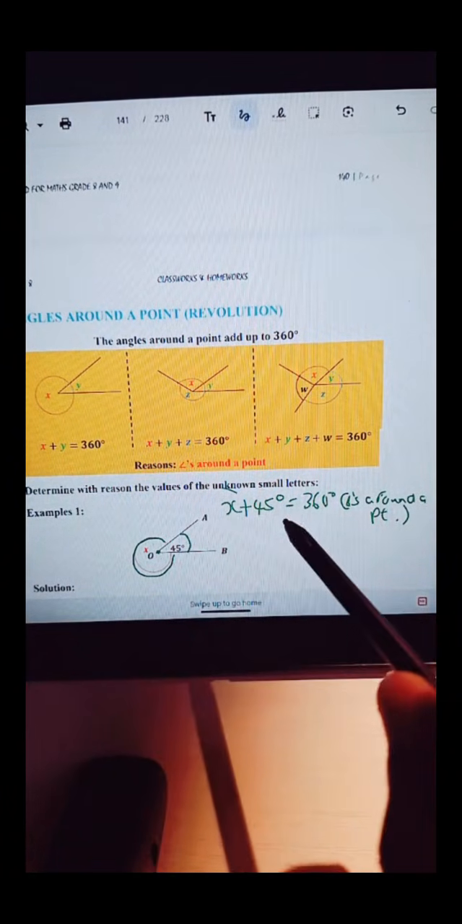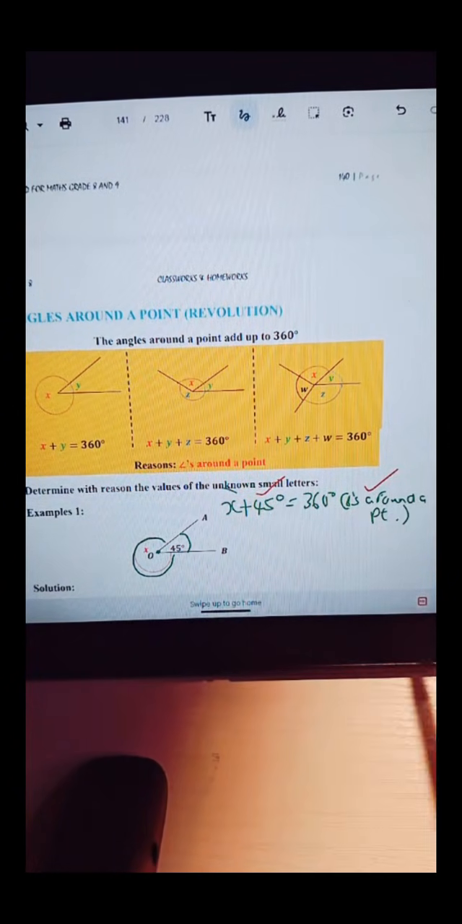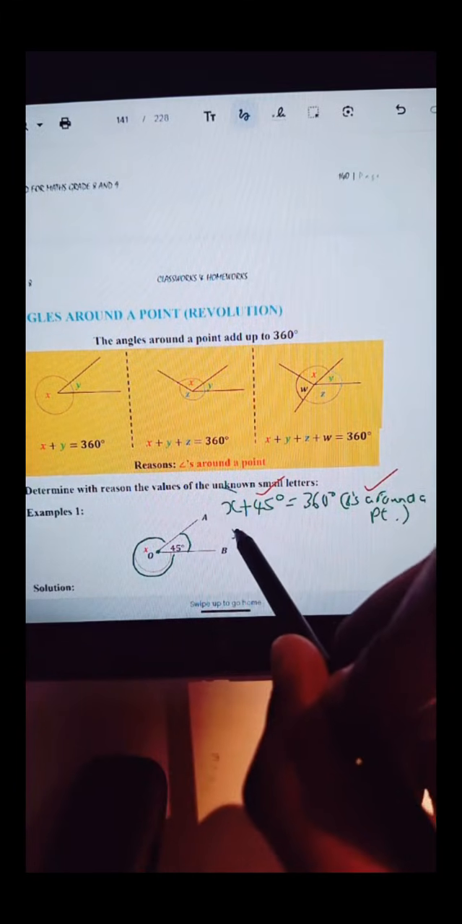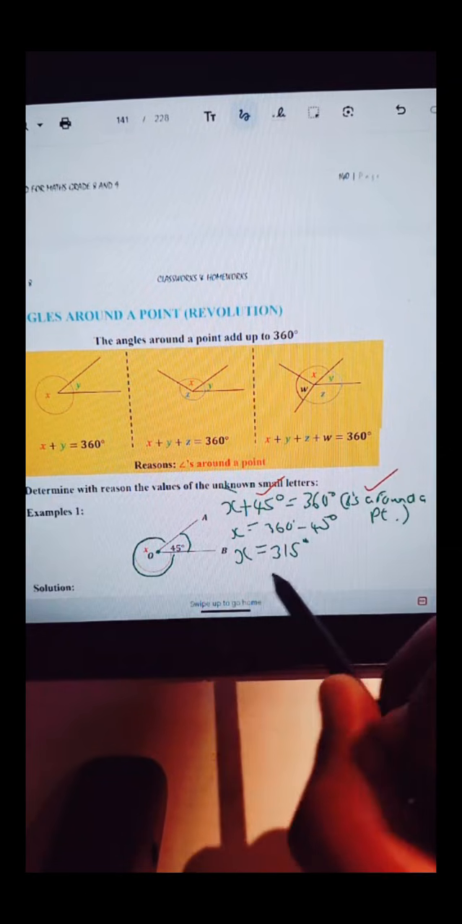So X plus 45 is equal to 360. Then we can say angles around a point. Statement, 1 mark. Reason, another mark. We then solve. X is equal to 360 minus 45. So X is equal to 315.